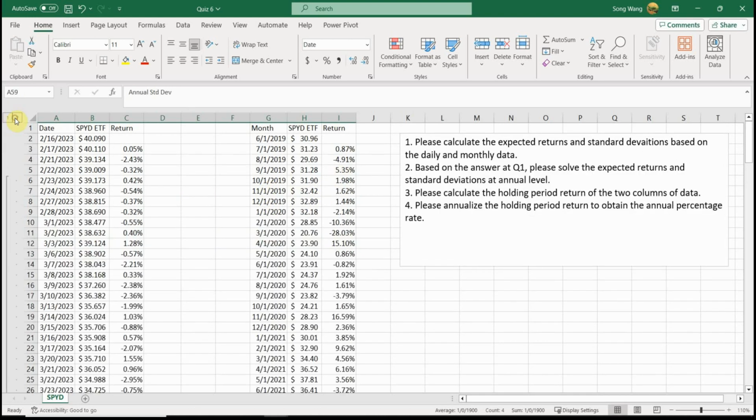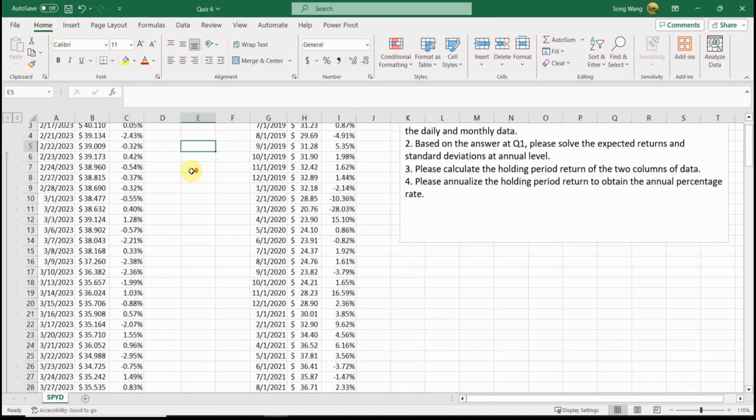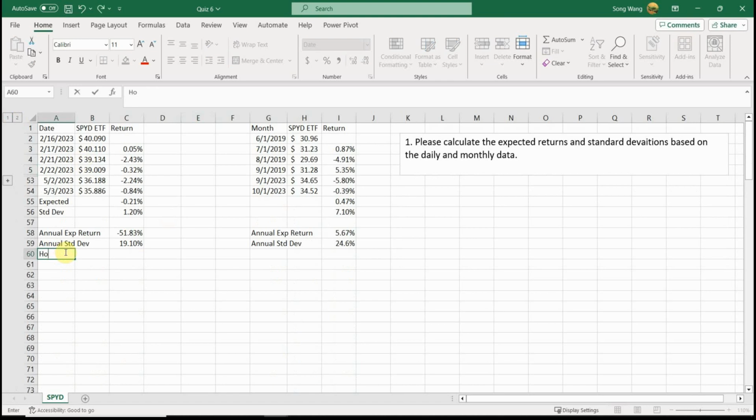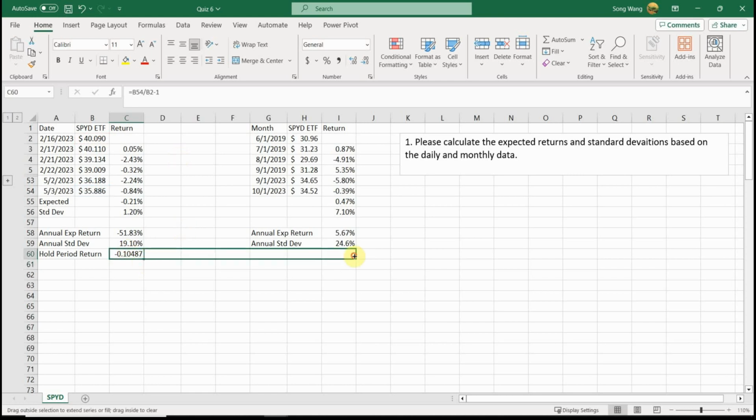Okay, my next question is to calculate the holding period return for the whole 2 columns of data. The holding period return, or HPR, is actually pretty easy to do. It equals the latest price, not return, divided by the earliest price, minus 1. I can just drag it all the way down and delete the middle cells, since I don't need them.